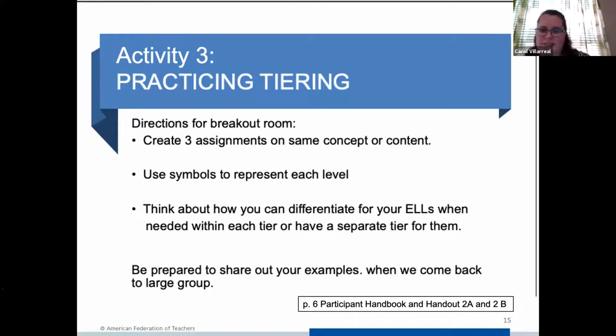Thank you, Robin, for sharing. Does anyone else have examples? No one else wants to share? There are no right or wrong answers. We'd like to hear what you have as examples of how you would tier.